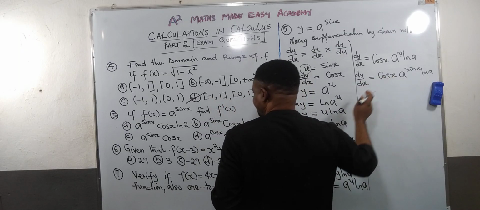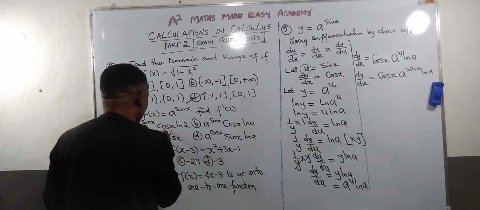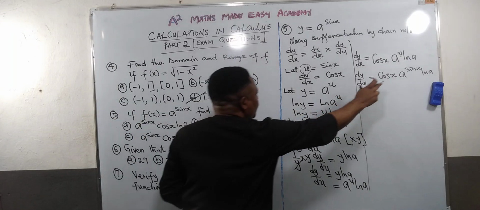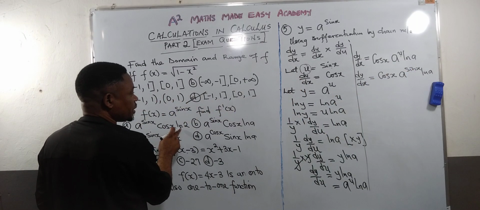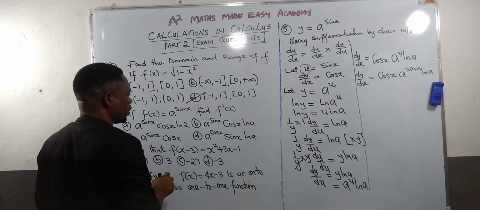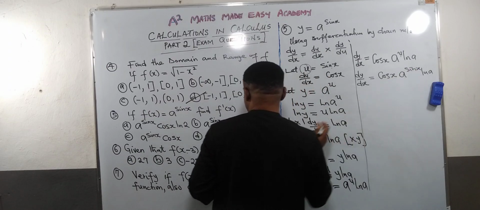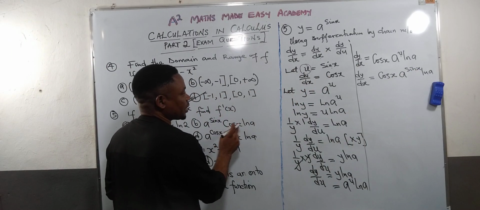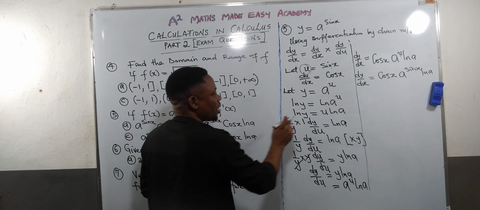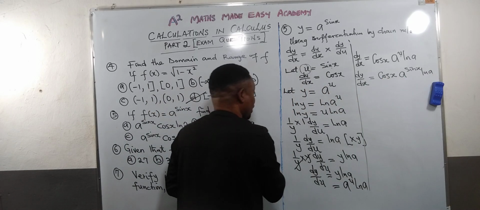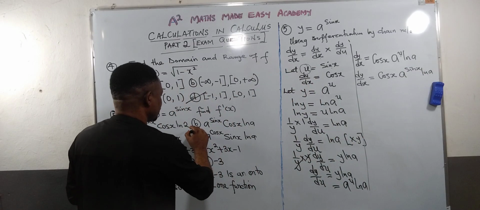This is cos x. What is here? cos x. This is a raised to power sine x. What is here? a raised to power sine x. Oh my goodness, this is ln 2, so it cannot be this. Now look at it: a raised to power sine x, cos x, and finally ln A. So the correct answer in the options is option B.